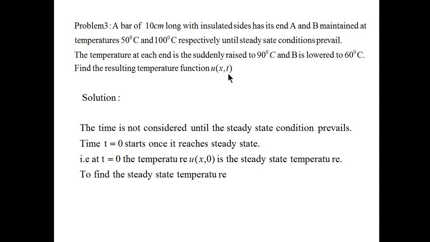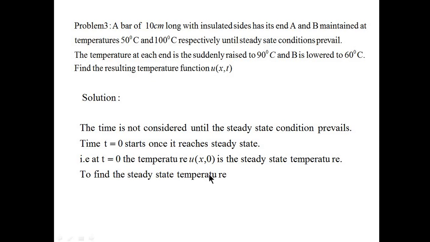Now what is the difference between problem 2 and problem 3? In problem 2, after the steady state, the temperature at both end points was kept at 0, but here it is not 0. At end A it is raised and at end B it is lowered. Therefore we don't have zero boundary conditions. So this comes under type 3 problem.